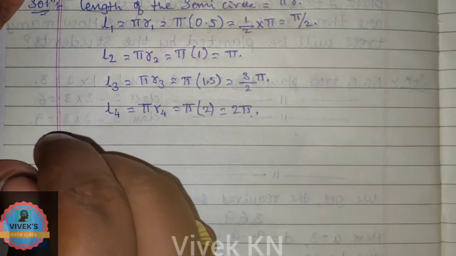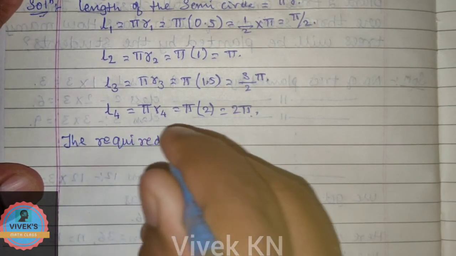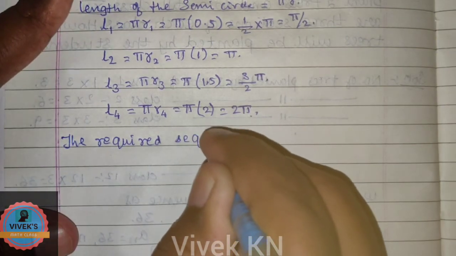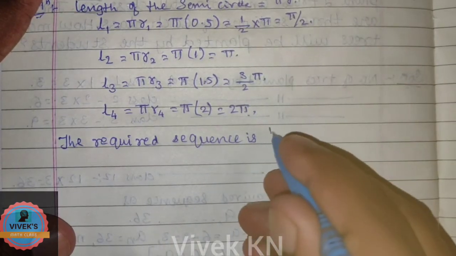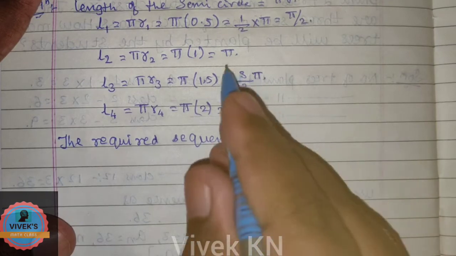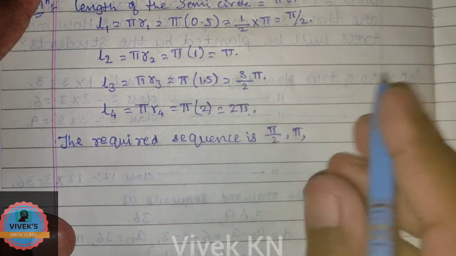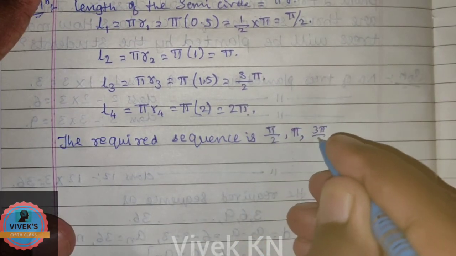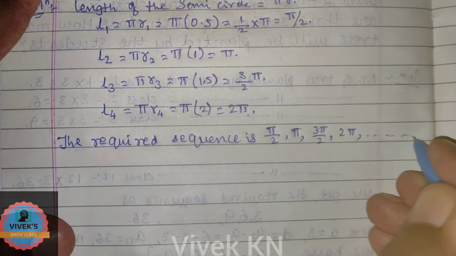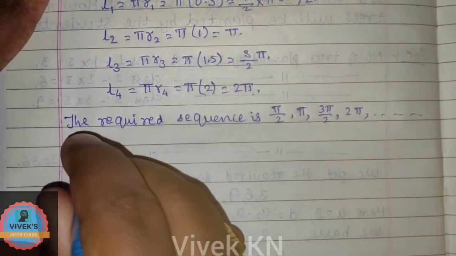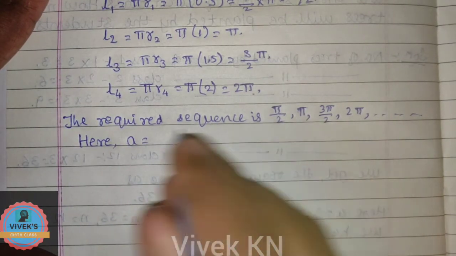Now the required sequence is: first term is pi by 2, second term pi, third term 3 pi by 2, fourth term 2 pi, and so on. Here, what is the first term? Pi by 2.